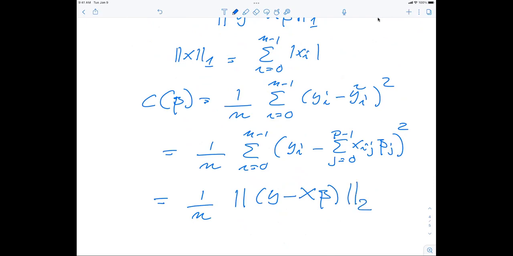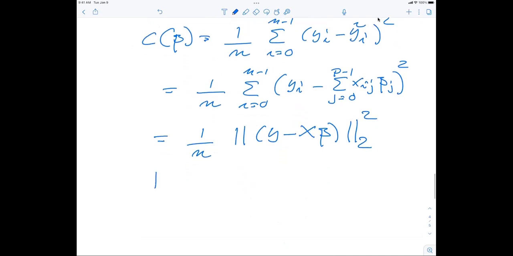This is norm 2, but it's norm 2 squared, because the norm 2 is actually the square root of the sum of all the squared values. Just to remind you, the norm 2 of a vector is given by the square root of the sum over i from 0 to n minus 1 of xi squared. So these are just definitions now.